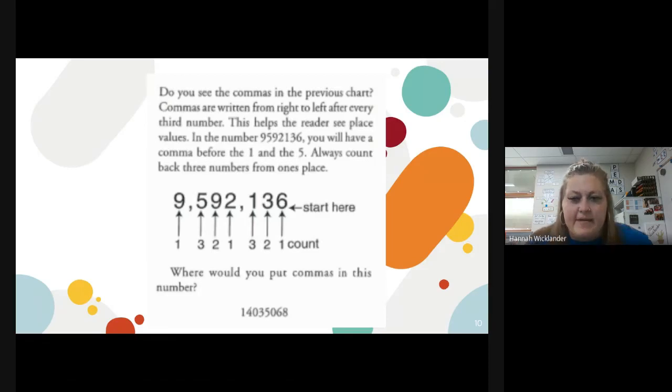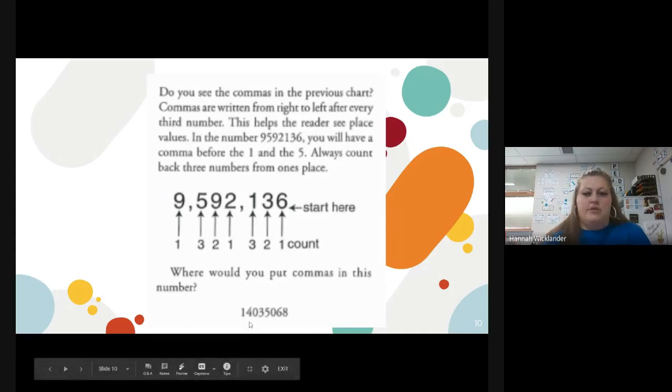So in the number 9592136, you will have a comma before the 1 and the 5. Always count backwards 3 numbers from the ones place for your comma. So you'll start at the 6 and go 1, 2, 3, and then put a comma, 1, 2, 3, and then put another comma, and then there are no more numbers, so we don't have to do any more commas. So in the number 14035068, in between what numbers would you put commas? Type it in the chat.